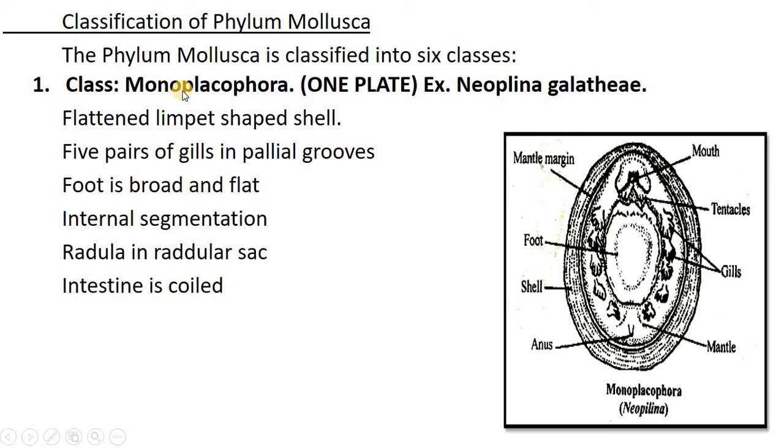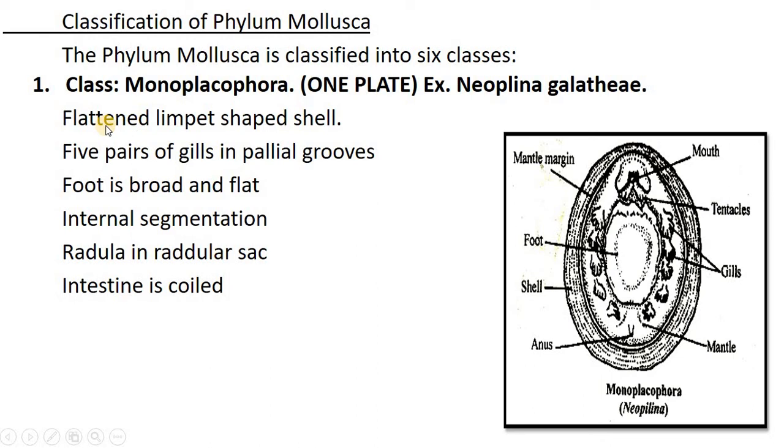You can break it up. Mono is a single word, placo is a second word, and phora. So 3 words are combined into Monoplacophora. Mono is single, phora is bearing, so single plate bearing animals. Now the shell is single, that is the meaning. Placo refers to the plate, mono refers to single, phora bearing. The example is Neopilina galatheae. So a single shell is there, dorsally.